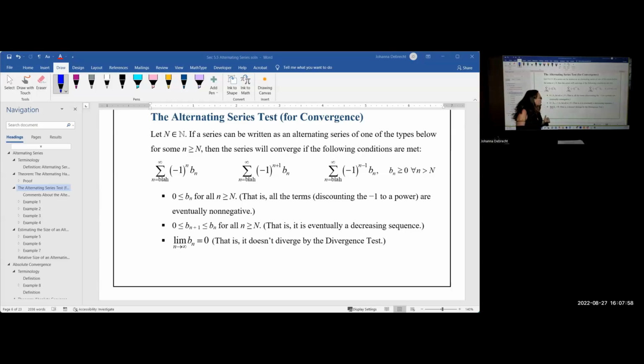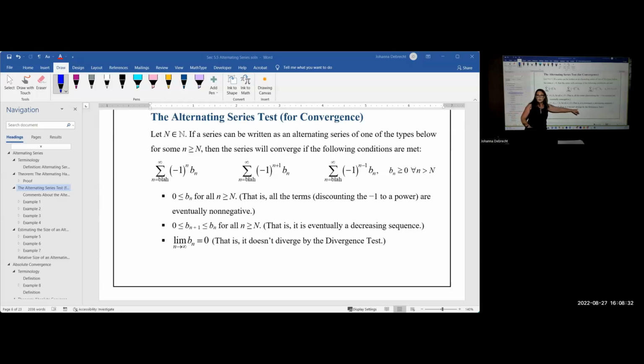Now, these are the conditions in order to apply the alternating series test: that at some point, these b sub n's are positive, discounting the -1 to a power. We also need it to be decreasing. In other words, b sub n plus 1 has to be less than or equal to b sub n. It has to eventually be a decreasing sequence, and eventually they've got to be positive, alternating in sign. We also need to make sure that the limit of b sub n goes to 0.